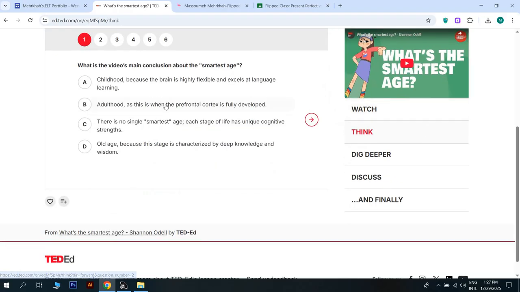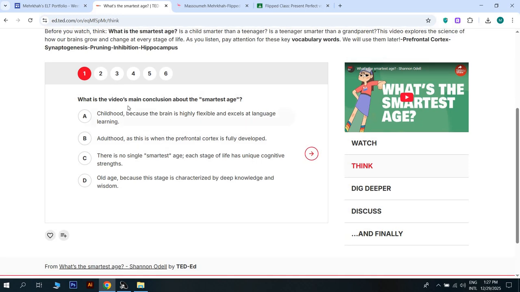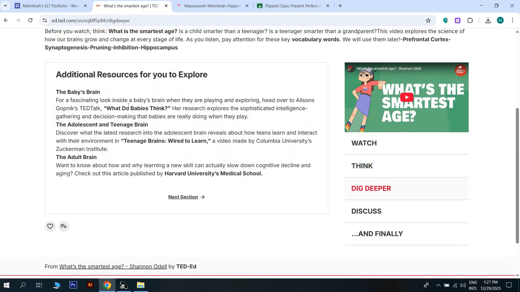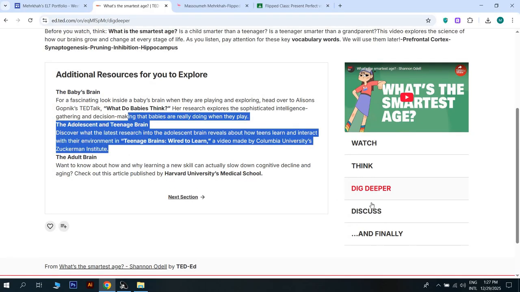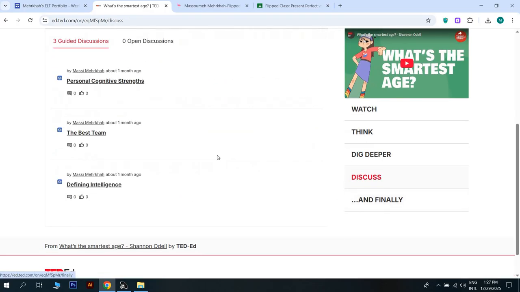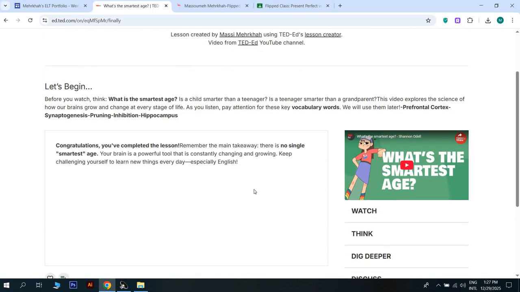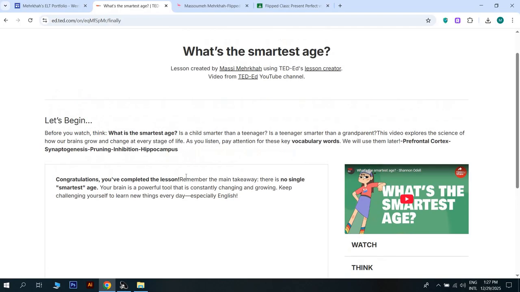And in the Think part, I designed some questions for students. They could answer them, and we dug deeper with some questions in depth, and the last part, some discussions for students. And finally, the conclusion was that there is no single smartest age, and everyone is powerful in parts of their expertise.